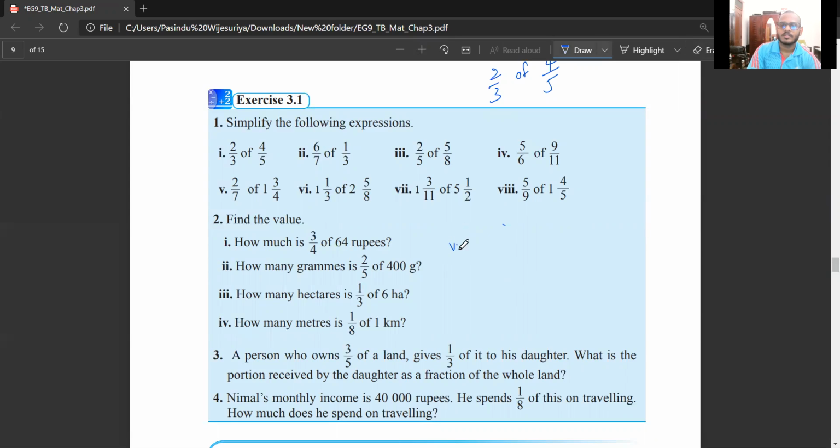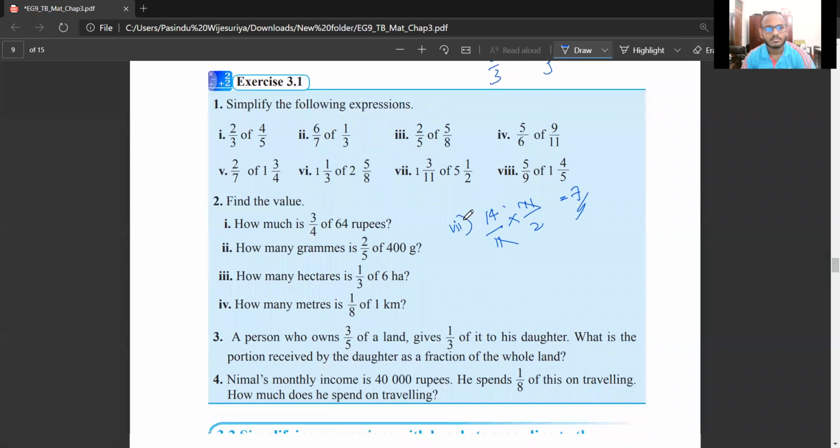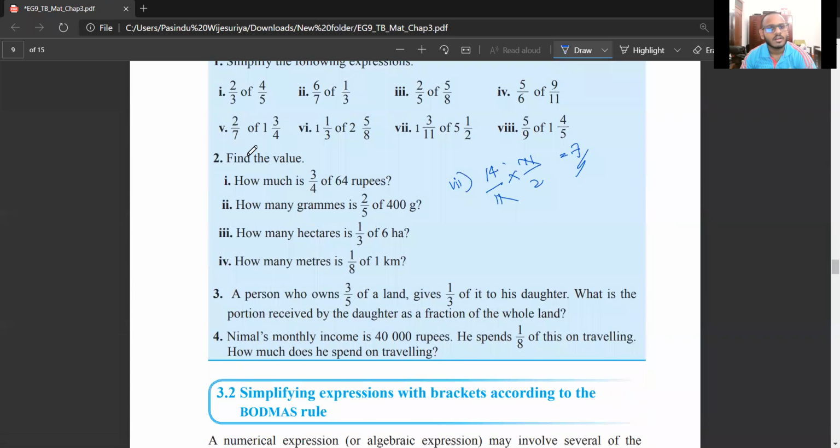Let's do question number 7 as well. Here again you have to make it an improper fraction. 1 times 11 is 11 plus 3 is 14. Right. Times 5 times 2 is 10 plus 1 is 11. That is the answer.